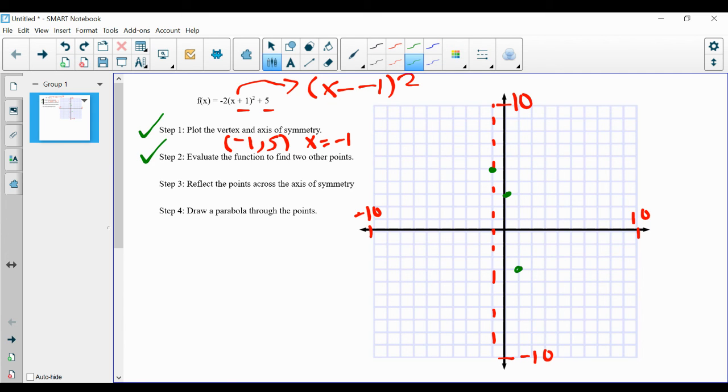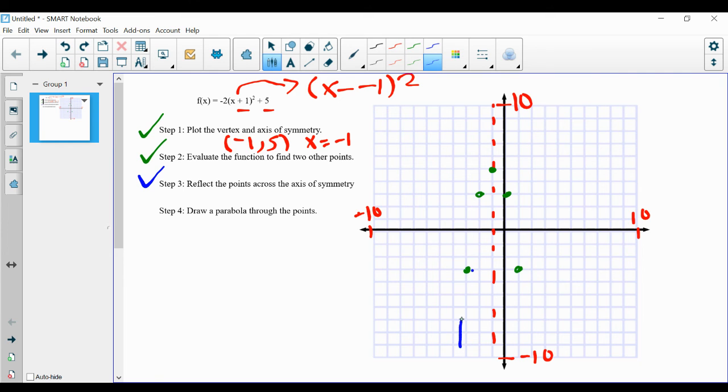Now that I've evaluated the function, I can just reflect each of those points over the axis of symmetry, since the axis of symmetry is a symmetrical line. So that's exactly what I'm going to do. I'm going to go over to negative 2 and go up 3. I'm going to go over to negative 3 and I'm going to go down 3. Okay, so you see they're each an equal distance from the axis of symmetry. 2 units, 2 units, 1 unit, 1 unit. Okay, that step is complete.